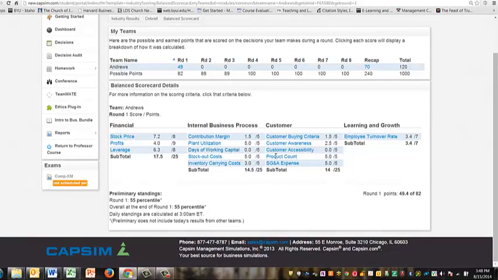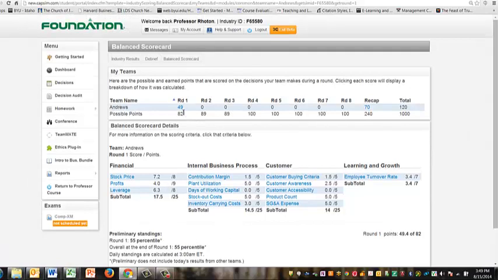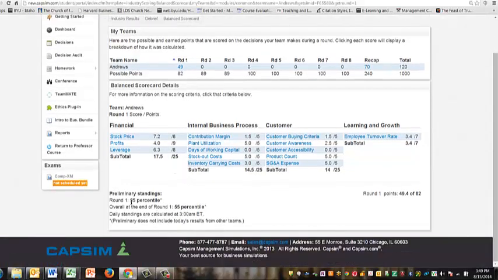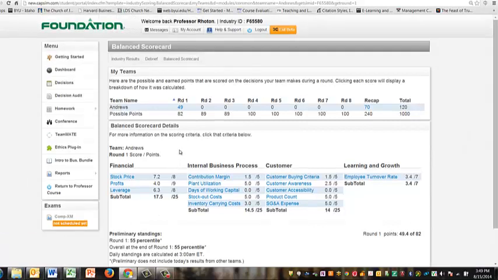Now, the total amount of points is going to drive the percentile ranking. This 49 points out of 82 is in the 55th percentile. That means about 45% of the class did better than this in round one, and about 54% of the students that did this did less than this in round one.